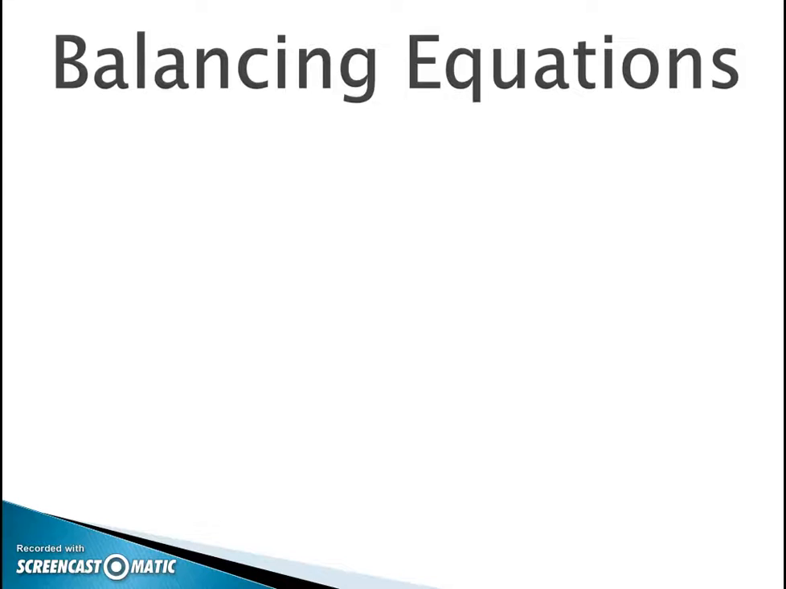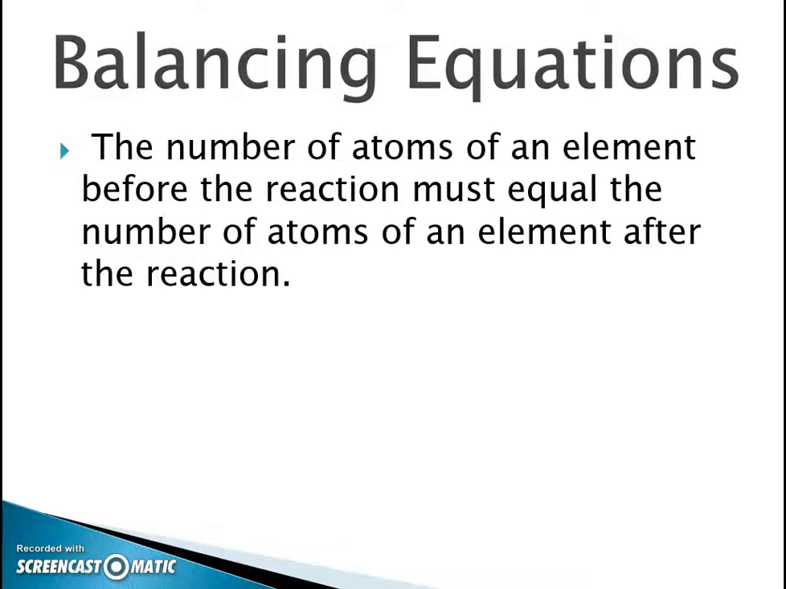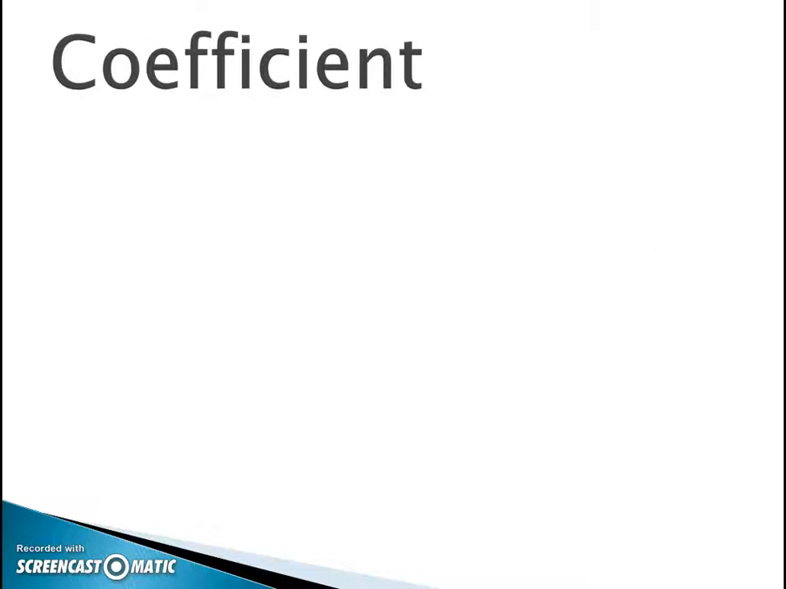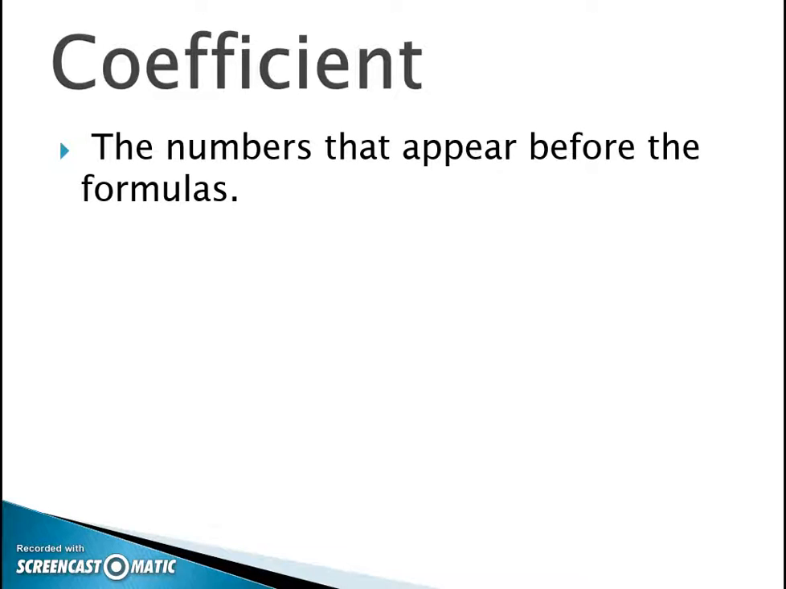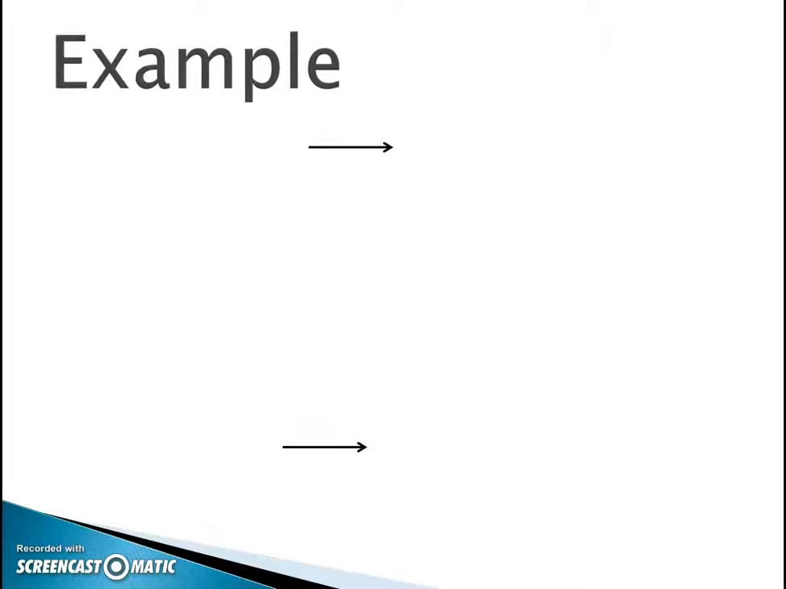So this is where balancing equations come in. You take the number of atoms in an element before the reaction, and that has to equal the number of atoms of the element after the reaction. And we do this by using what's known as a coefficient. It is a number that appears before the formula, kind of like a multiplier where you can distribute in math.